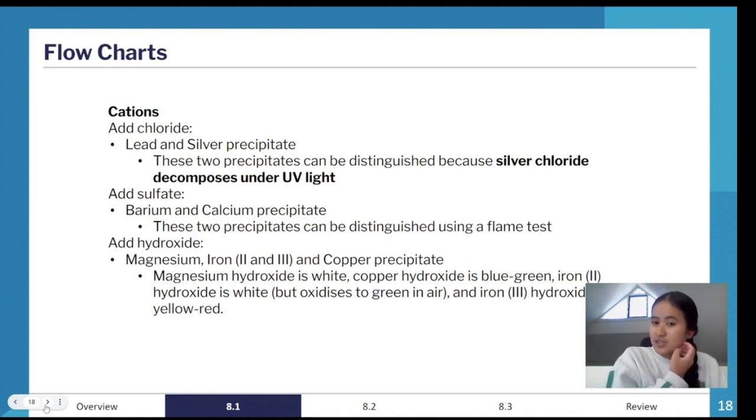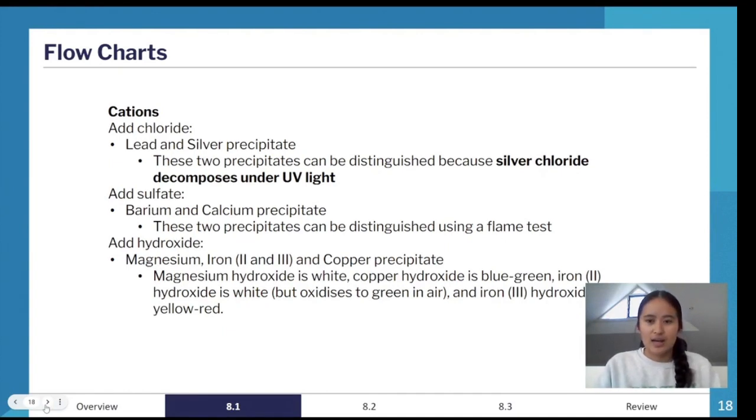Most of the time in the HSC, if you do need to know the color of the precipitate, it'll never be like a white precipitate. Well, it could be, but they'll give you enough information so you don't have to just know the color of the precipitate, if you know what I mean.